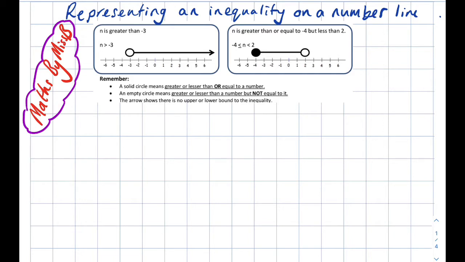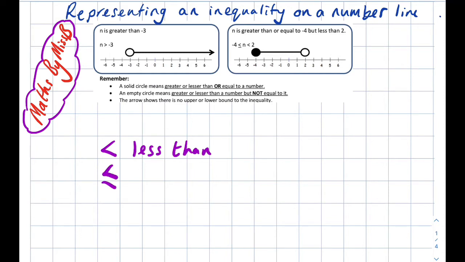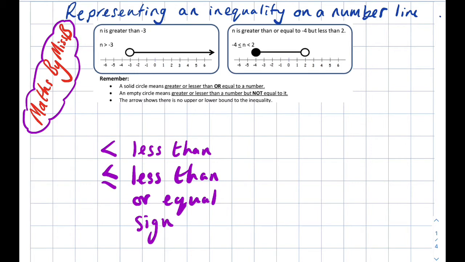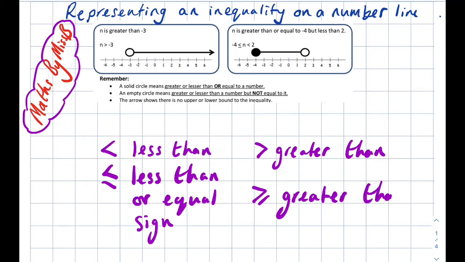Today's video is going to be about representing an inequality on a number line. If you've watched my last video on inequalities, we did begin to look at the inequality signs. Just as a quick recap, this sign is used to represent a less than, where something on the left hand side is less than what's on the right hand side. This is a less than or equal to sign. An arrow pointing to the right is greater than, and with a line underneath that is greater than or equal to. So that's what you need to remember.